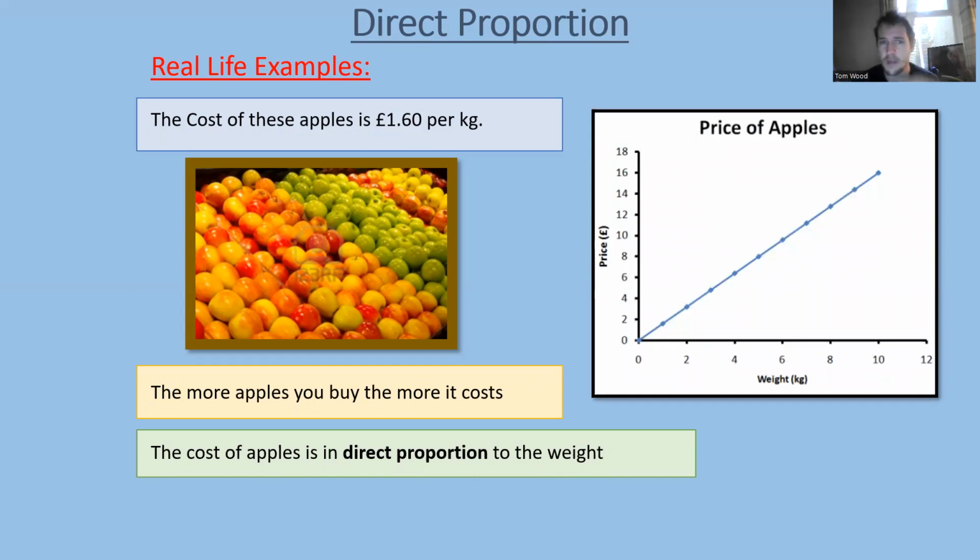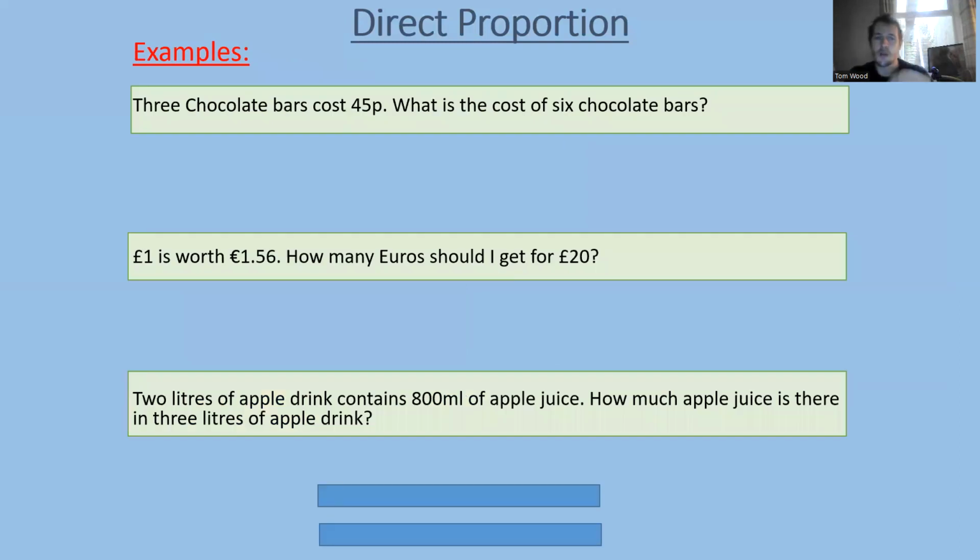So again, in context, if 1 kilogram of apples is £1.60, therefore 2 kilograms would be £3.20, or half a kilogram would be 80p. 10 kilograms, I've made it 10 times more, would be £16. Very nice and straightforward. And these are some of the types of questions that we might see. I'm going to talk through these ones here quickly, and then I've got a few more examples for us to have a go at next.